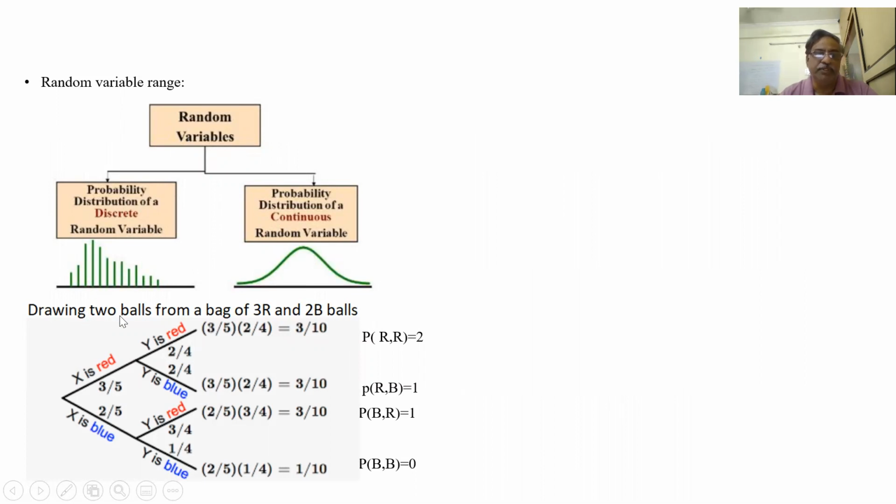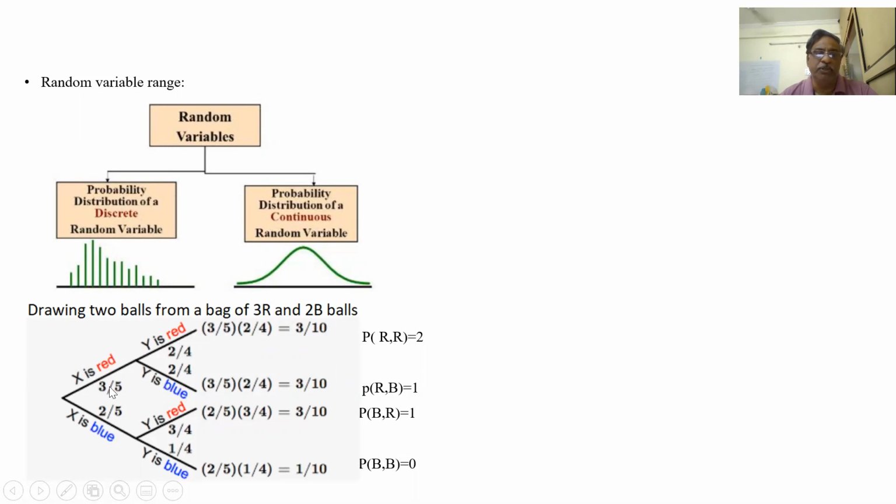Now you see here, one more example. Two balls are drawn from a bag which contains 3 red balls and 2 blue balls. So 3 red and 2 blue. The first case is getting both red. The random variable is the number of reds when I draw 2 balls. First red has possibility 3 by 5. For the second red, one red is already drawn, so 2 are left out of 4, 2 by 4. So 3 by 5 into 2 by 4, 3 by 10 is my 2 reds outcome.